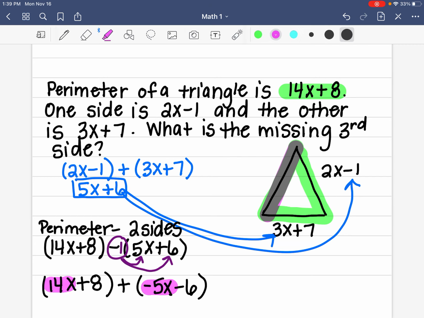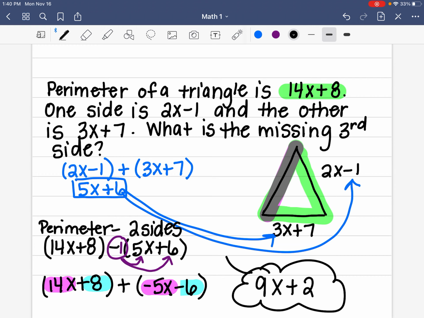So we have 14x and -5x, which is going to give me 9x. And then we have 8 and -6. That's going to give me +2. So my missing third side that we just found is 9x plus 2. So you add the two sides that you know, or you add however many sides that they give you. You subtract that from the perimeter to find your missing third side.